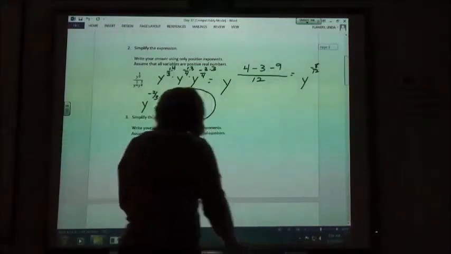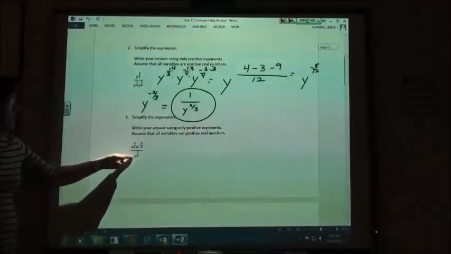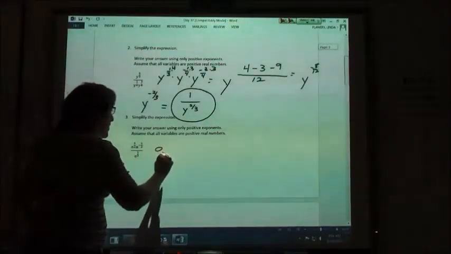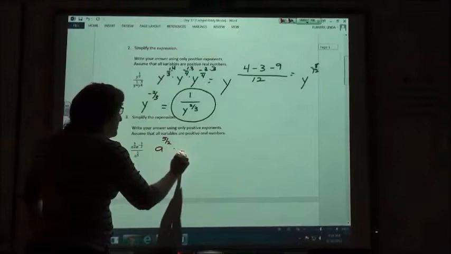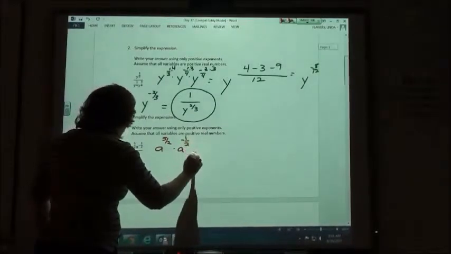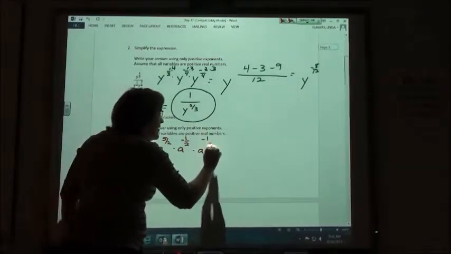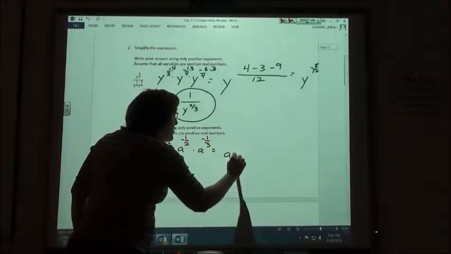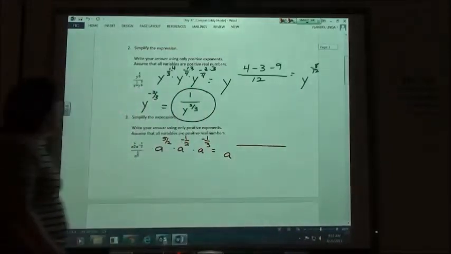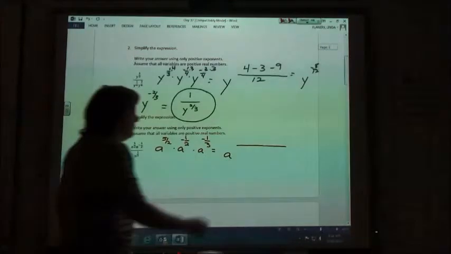Third one, same kind of thing. I'm going to move that up from the denominator. So I'm going to have a to the 5/2 times a to the negative 1/2 times a to the negative 1/3. And so my common denominator there would be 6.